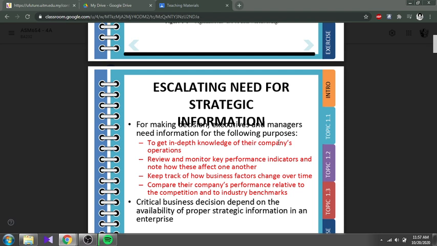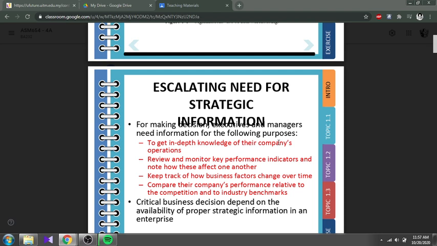Of course, they have the KPIs, and keep track of how business factors change over time. Look at the economy, how the world's politics is going, and compare their company performance relative to the competition and to industry benchmarks. Of course, they have to look at their competitors, how they deal, to make sure that they are reliable in the markets.